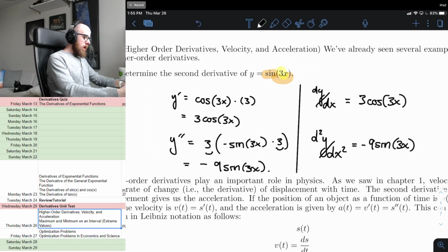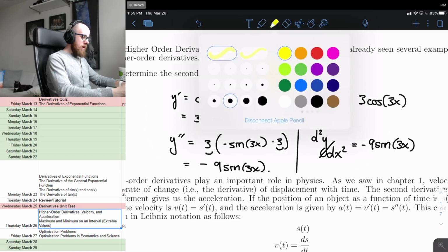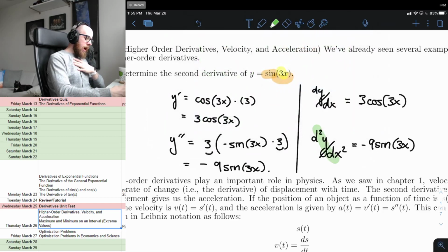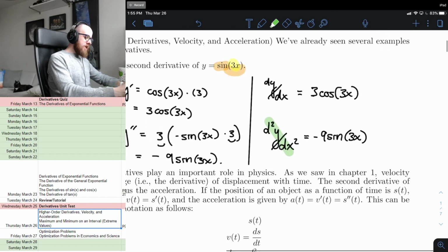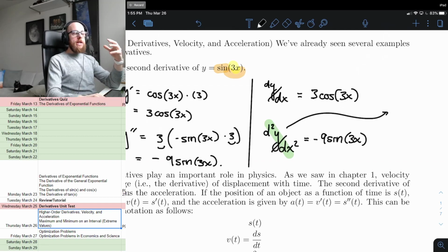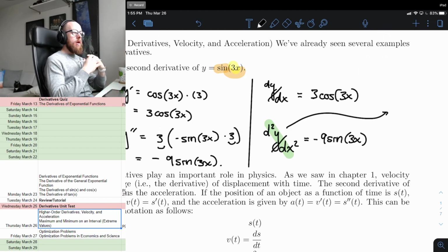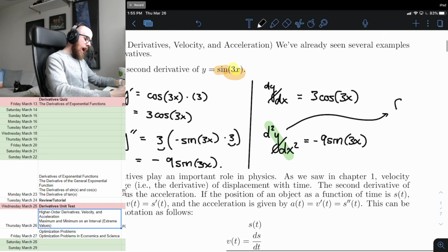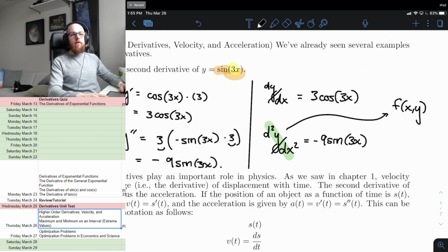Now the reason why I personally do prefer this notation, the Leibniz notation: when you guys get to second year calculus, you're going to be dealing with functions that are dependent on more than one variable, right? For instance, let's say you have a function f, and f is a function of x and y, right? So you have a multivariable function.